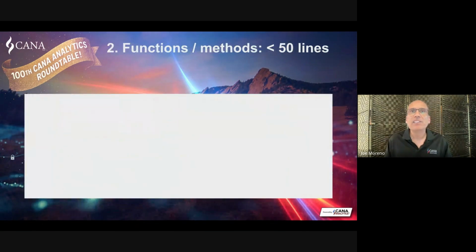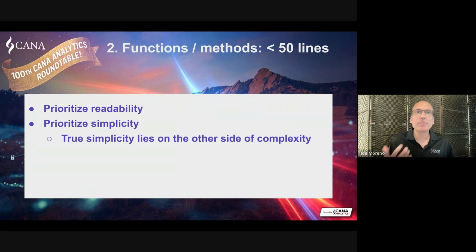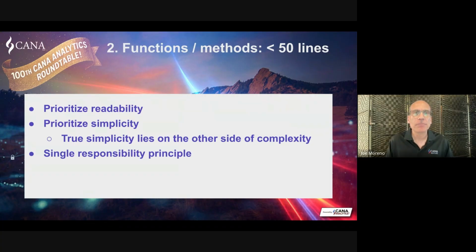One way to do that is by creating functions or methods that are less than 50 lines of code, right? This prioritizes both readability and simplicity. I'm very fond of saying that true simplicity lies on the other side of complexity. A big part of software engineering is managing complexity. If you do not understand all the complexities involved in the problem you're trying to solve, you may end up coming up with a solution that is either oversimplified or over-engineered. So you have to understand the complexity before you simplify.